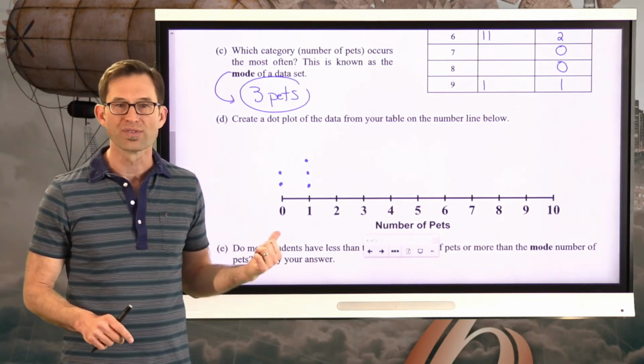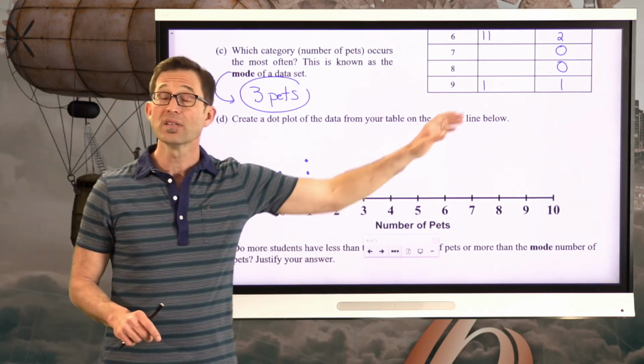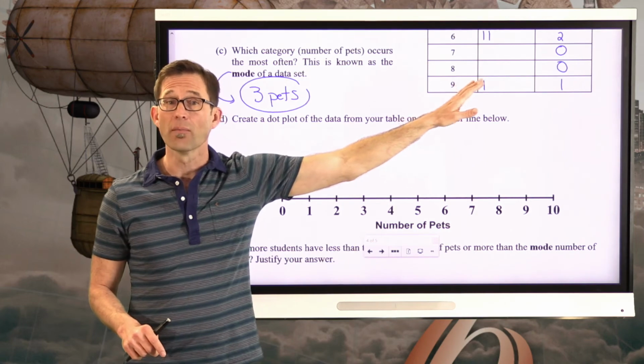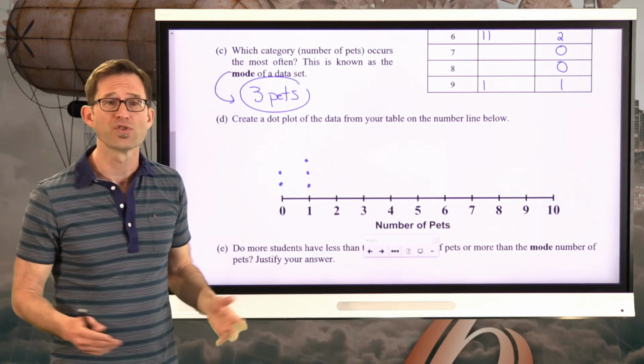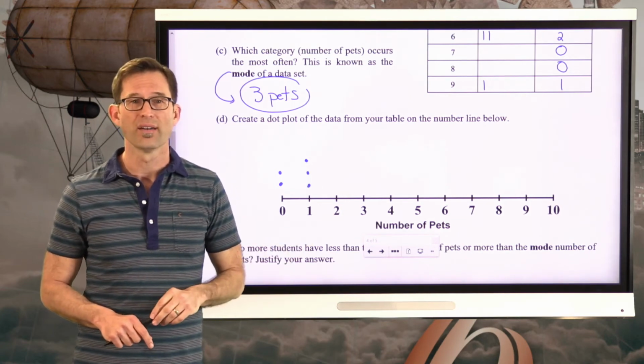And we're using the dots to literally represent the data points. How many zeros do we have? How many 1s do we have? How many 2s do we have? And that's easy to do once we have the table. It's also actually pretty easy to do if we've just got the raw data. What I'd like you to do is finish off this dot plot.